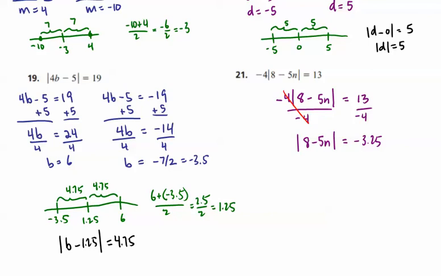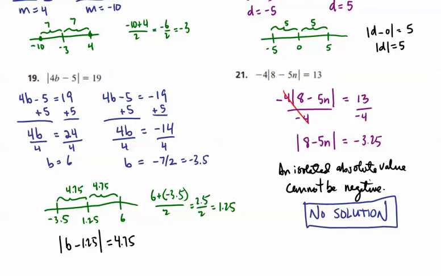But at this point, we're ready to begin by setting up two different equations. Oops, I don't even need to do that, because we have isolated our absolute value, and the isolated absolute value is equal to a negative number, and that is not possible. So we say that there is no solution. An isolated absolute value cannot be negative, so no solution.